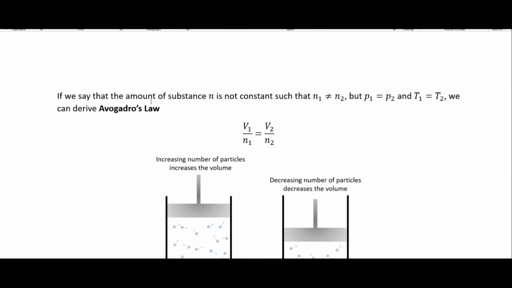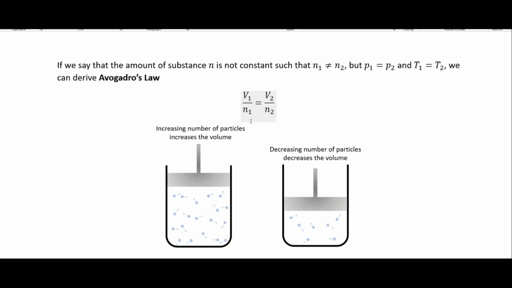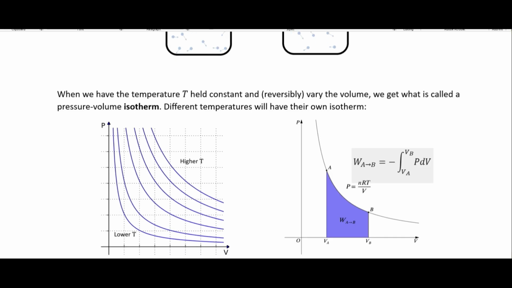Now, if we say that the amount of stuff N here is not constant, so N sub 1 is not equal to N sub 2, but we hold the pressure and the temperature both constant, then we get what's called Avogadro's law. And so this is just relating the amount of stuff to the volume that it is occupying. If we have more stuff, it's going to occupy more space. If we have less stuff, it's going to occupy less space.